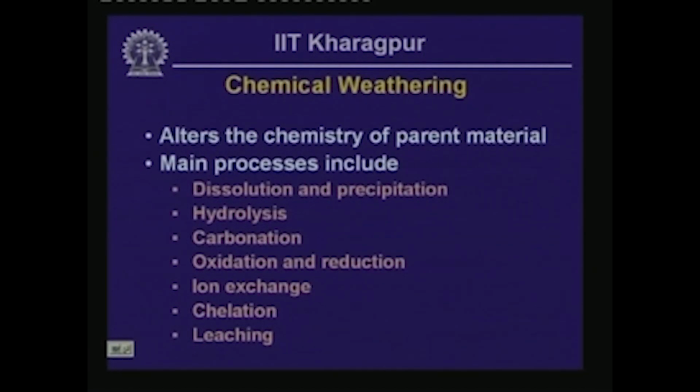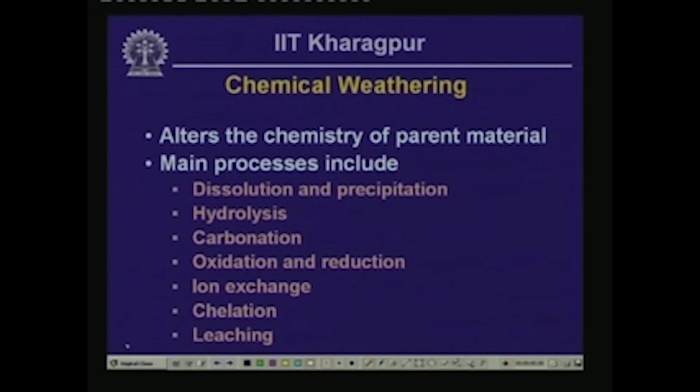Chemical weathering. Chemical weathering, as the name suggests, alters the chemistry of parent material, and here the main processes that we look at include dissolution and precipitation, hydrolysis, carbonation, oxidation and reduction, ion exchange, chelation and leaching. Okay. Now we have to consider the different classes of reactions that give rise to chemical weathering.